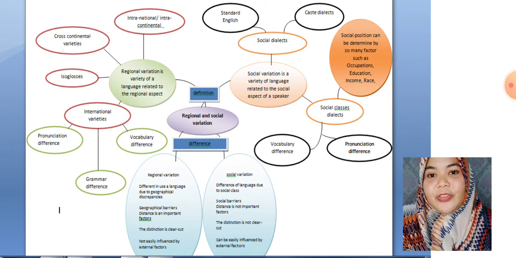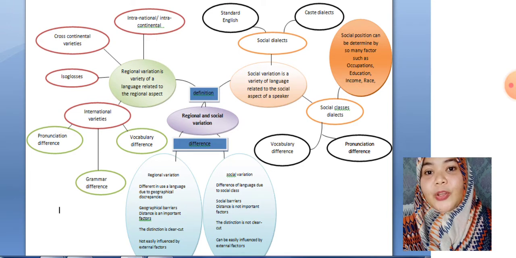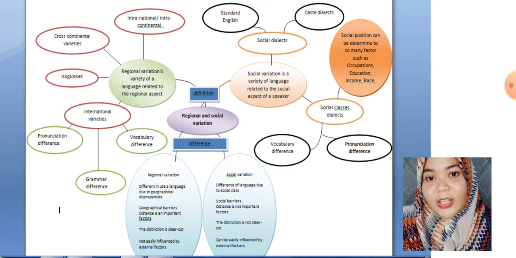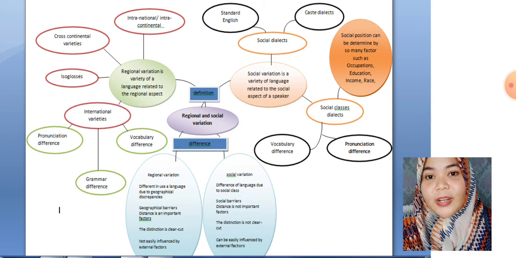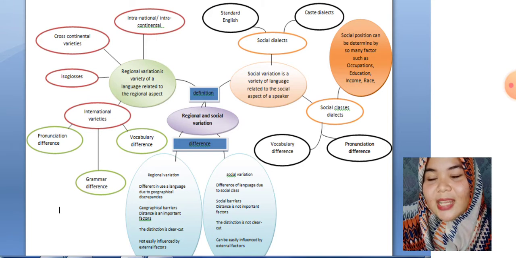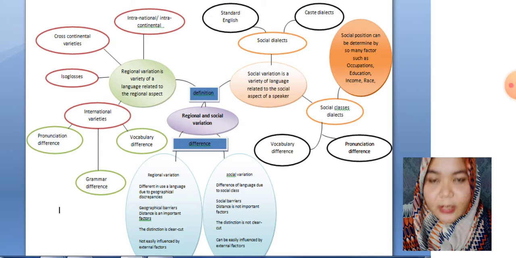Today I'm going to share with you a lesson about language variation which I've got from my social linguistics class. This presentation will be based on my own knowledge and I'm going to be more focused on the regional and social variation of language. To facilitate our lesson, I already made a mind map, and this is the result as you can see on your screen. This is the mind map for the regional and social variation of language.